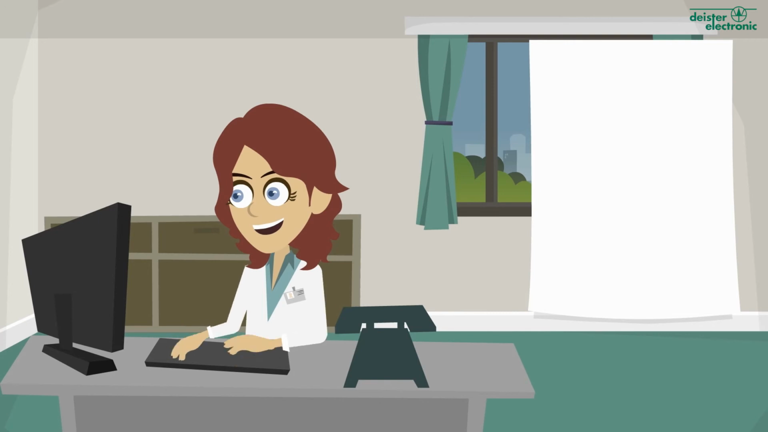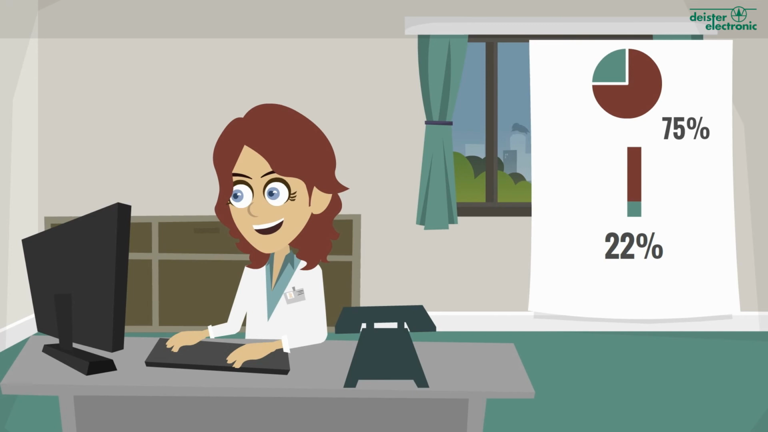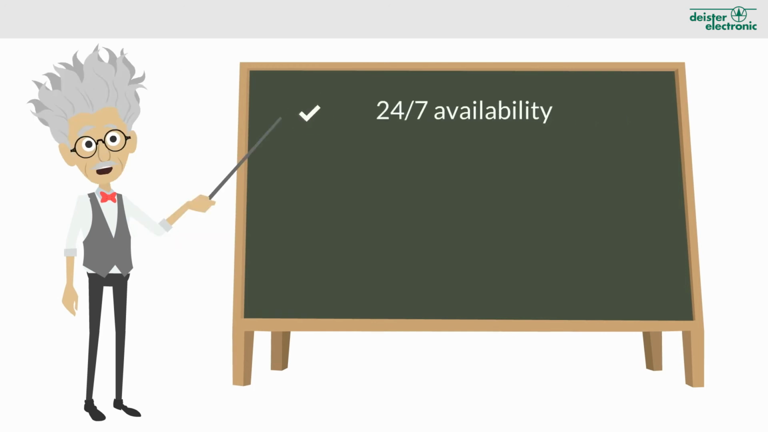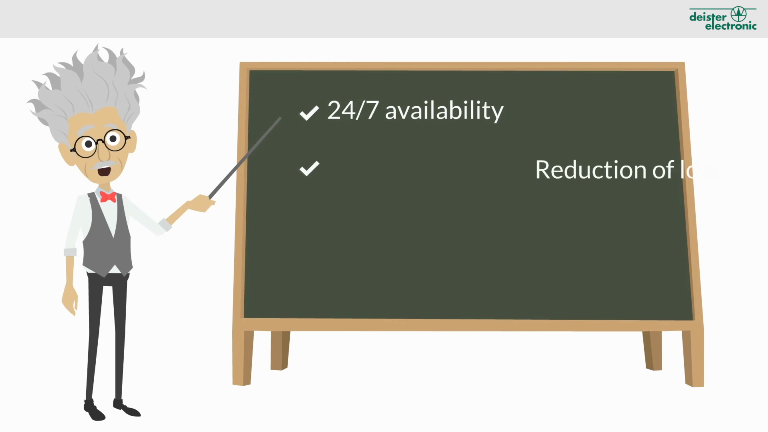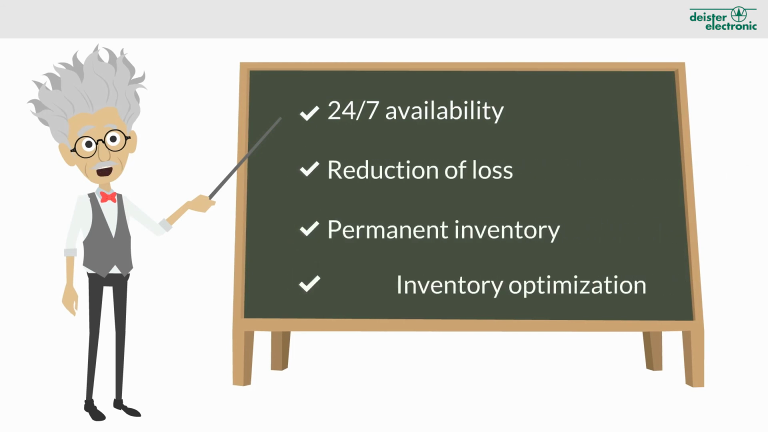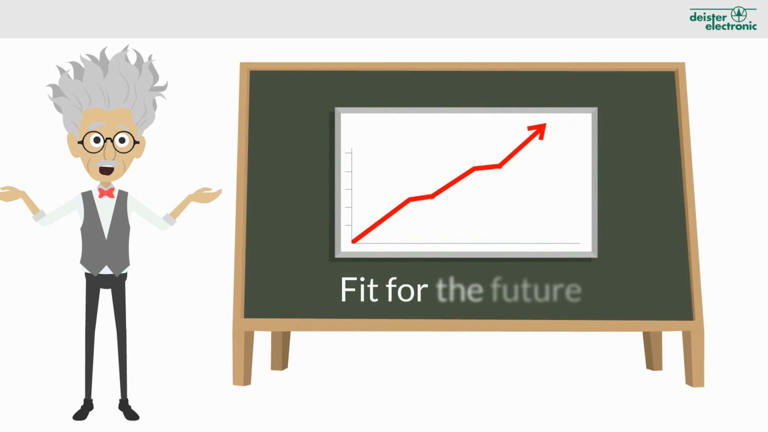You have full transparency: what you have in stock and what you don't, which items do not turn over and which items may be washed at home. So, if you've introduced RFID into textile management, you'll see the following benefits: 24/7 availability, reduction of loss, permanent inventory, inventory optimization. With the Deister textile cabinet solution, your laundry dispensing is fit for the future.